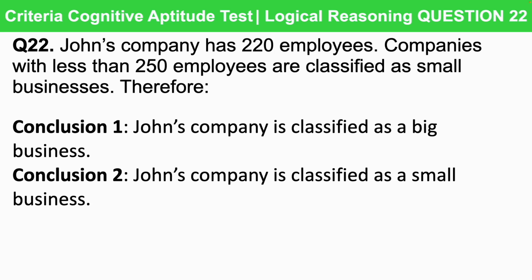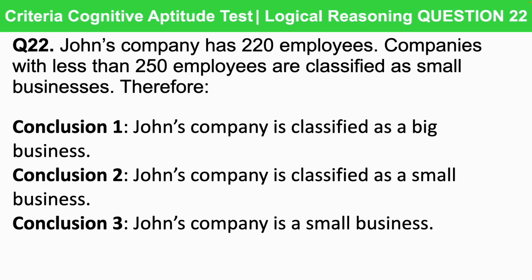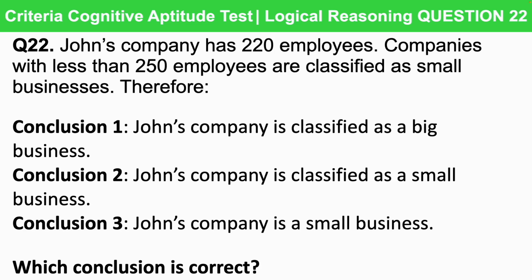Conclusion 2, John's company is classified as a small business. Or conclusion 3, John's company is a small business. Which conclusion is correct? 12 seconds starting now.